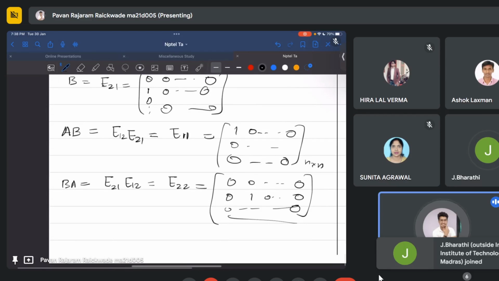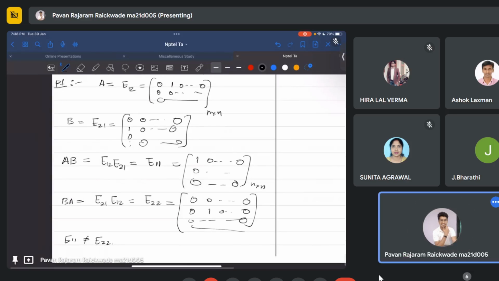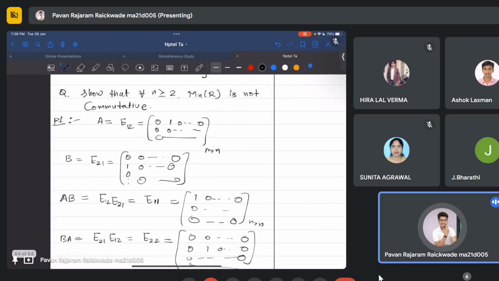So you can see E_11 is not the same as E_22. So you can always find A and B such that AB is not equal to BA. That means no matter what ring you choose, whether commutative or non-commutative, M_n(R) is always a non-commutative ring.